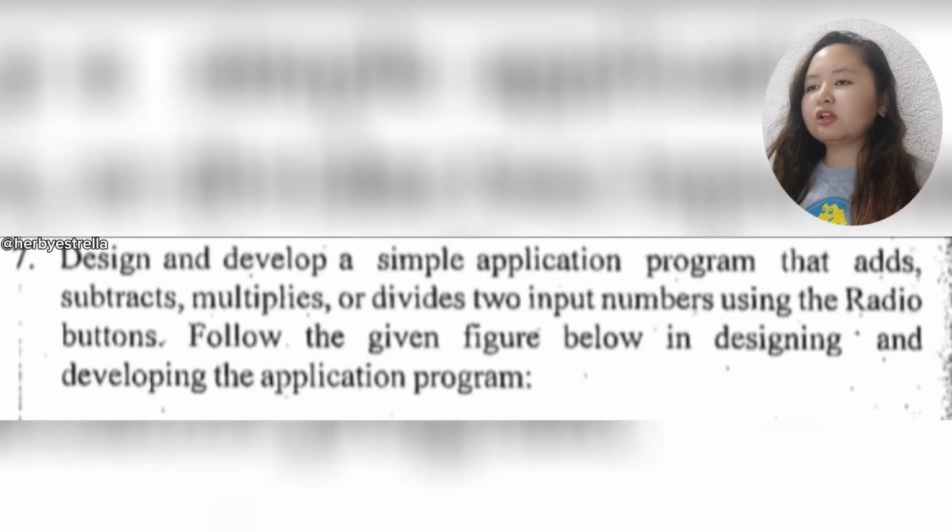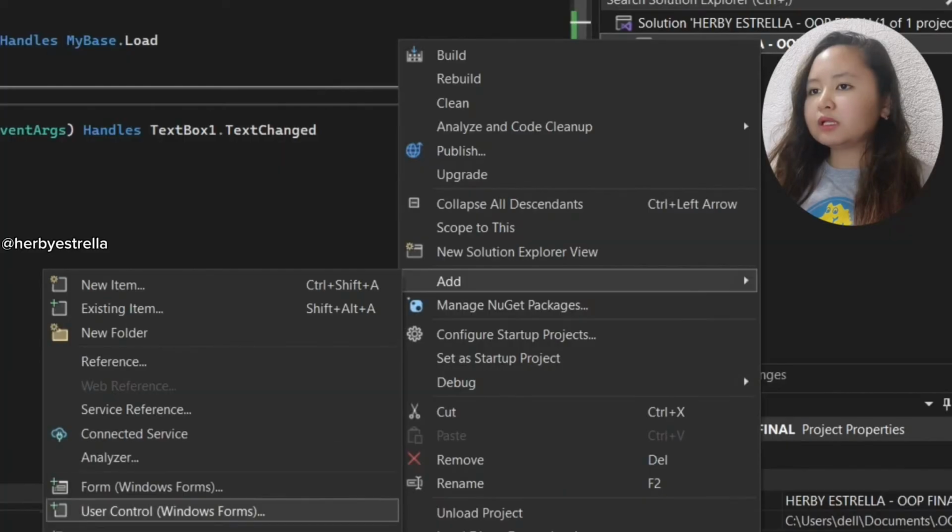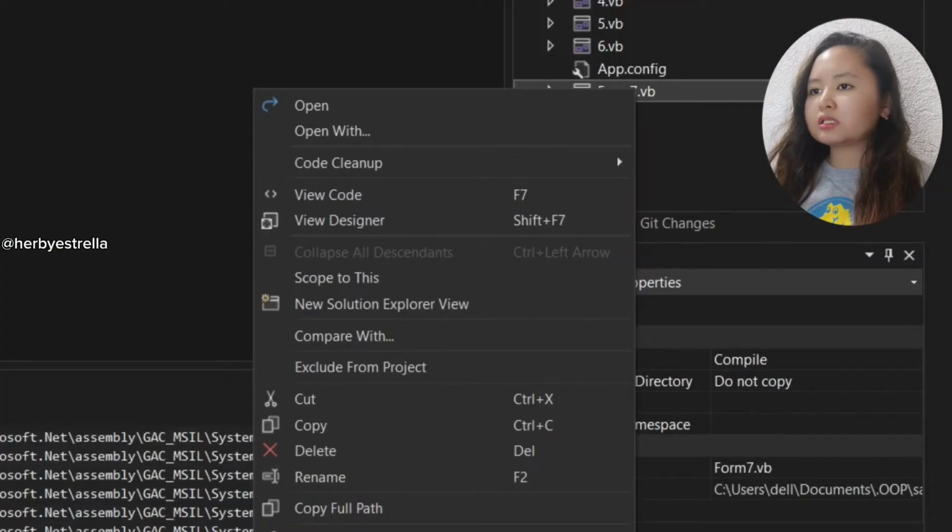Number 7: Design and develop a simple application program that adds, subtracts, multiplies, or divides two input numbers using the radio buttons. Follow the given figure below in designing and developing the application program. Hint: double-click the form, open the Form1 load event method, then put the initial value for inum1 and inum2 variables so that there will be no I/O exception error at the compiling stage. Embed similar code below. Private inum1, inum2 as Integer.